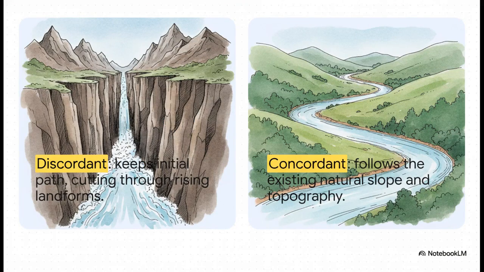Now let's contrast how rivers actually behave. Think of discordant rivers as the rebels. They stubbornly follow their initial path no matter what's happening to the topography around them. For example, antecedent rivers like the Indus or Brahmaputra actually existed before the Himalayas even rose up, and they literally carved deep gorges straight through the rising rock. Concordant rivers, on the flip side, play by the rules. They just follow the natural existing slope of the land.